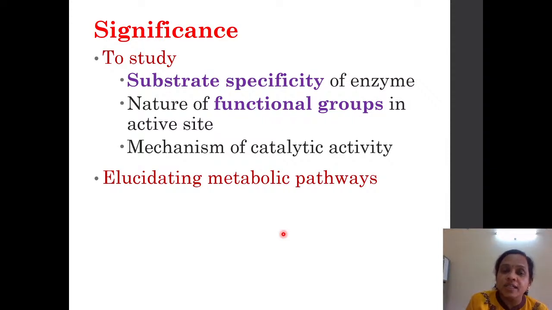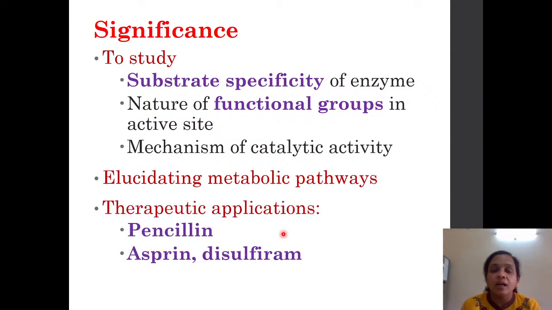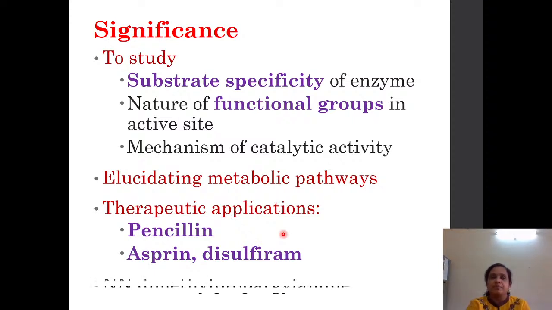Next, elucidating metabolic pathways. We can understand how metabolic pathways take place, like some enzymes inhibiting the major metabolic pathways, like fluoride inhibiting enolase. Next, therapeutic applications. Penicillin was identified, aspirin was identified, and disulfiram was identified. Penicillin is an antibiotic, aspirin prevents coagulation, it is an anticoagulant, and disulfiram helps in de-addicting alcoholics.